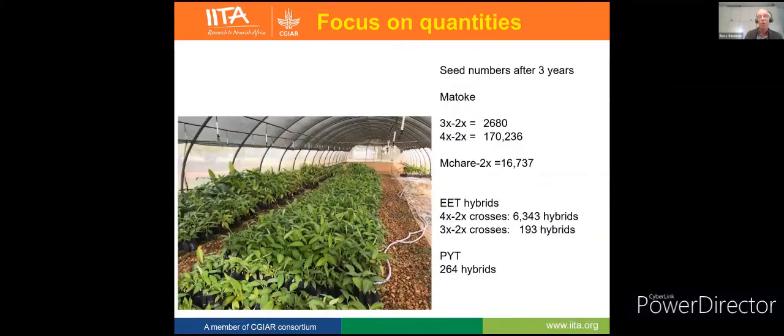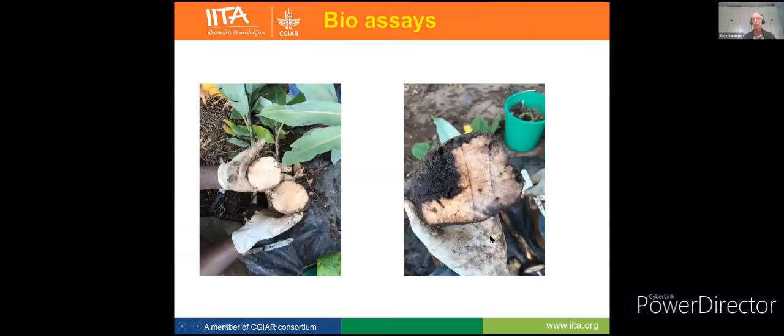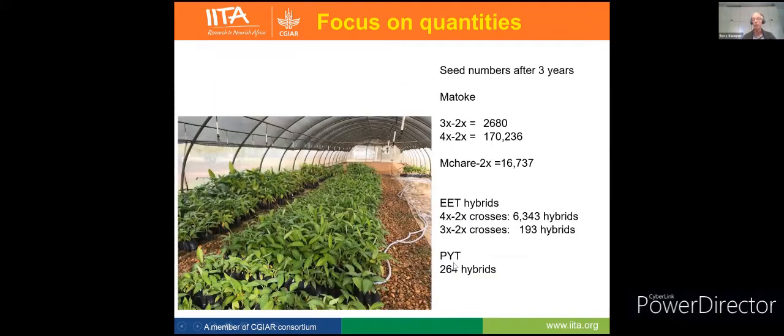Now, here, our screenhouse in Uganda full of hybrids. And I'm sure that Maro can show the same kind of pictures. I'm not going to give you all the details, but the point is quite simple. You see here high numbers. You see 2,600 hybrids from something, 170,000 hybrids, etc., etc. Selections going on. In the end, we have 264 hybrids being selected for multilocational trial and so on. So banana breeding is viable and can be done.